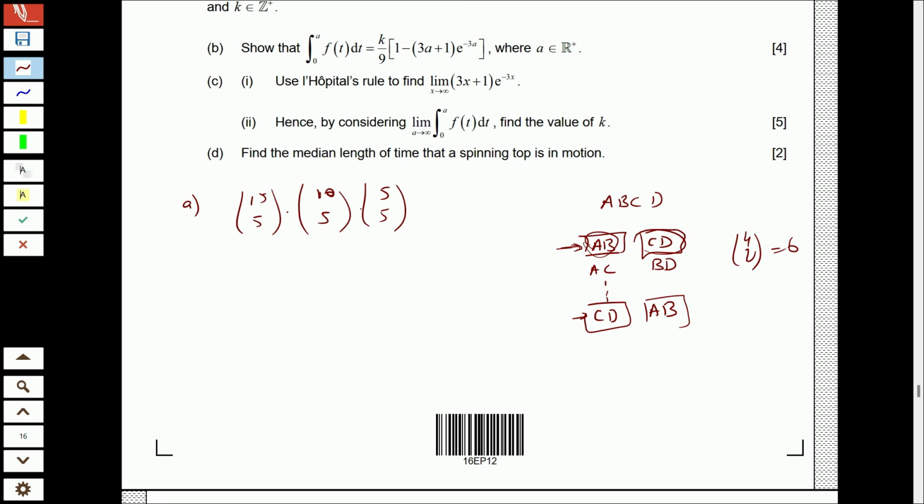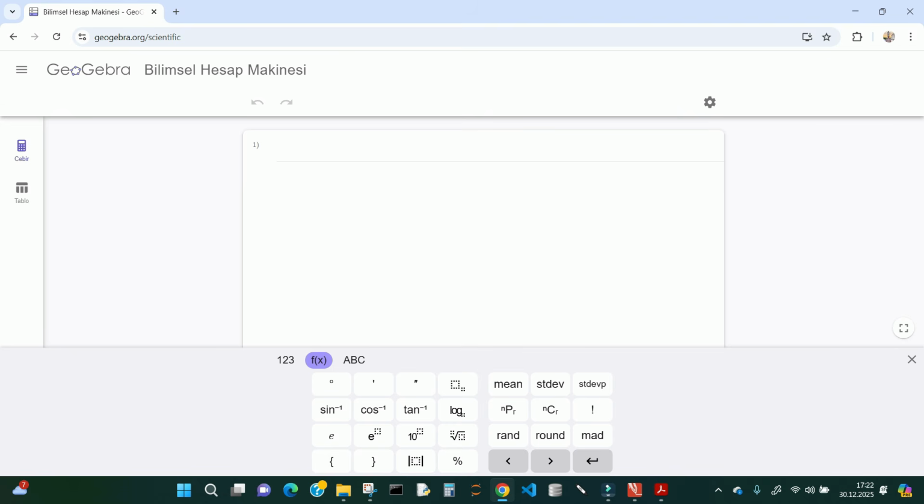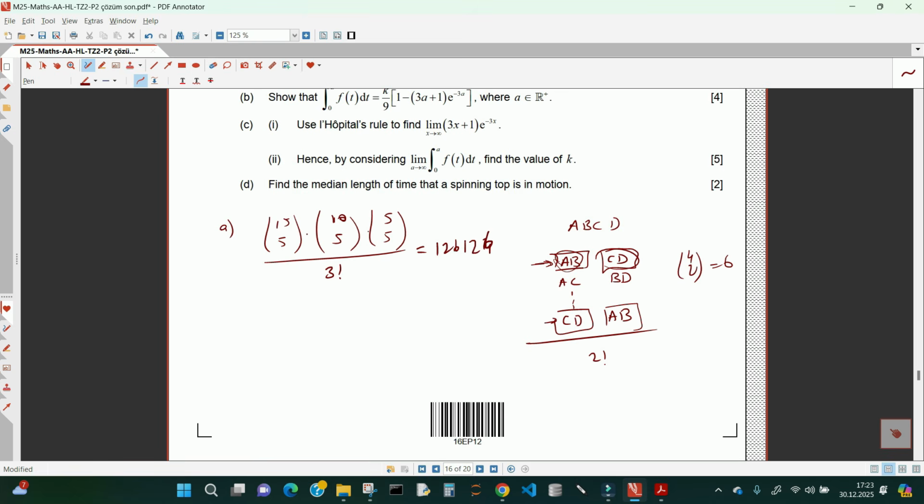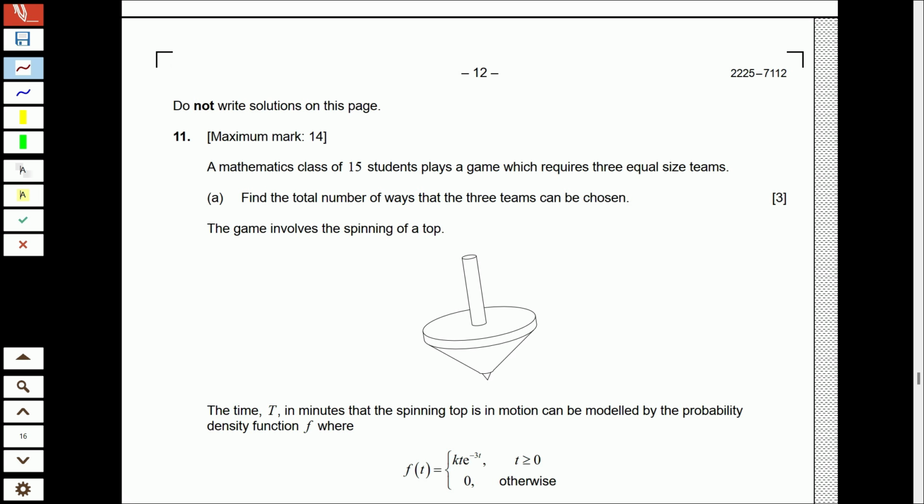So to cancel this, we're going to divide by 2 factorial, the number of teams. We're going to do the same here. There are 3 teams, so to not count the same teams again, we're going to divide by 3 factorial. So let's find this. First combination, 15 choose 5, this one is 3003. The answer is 126,126.